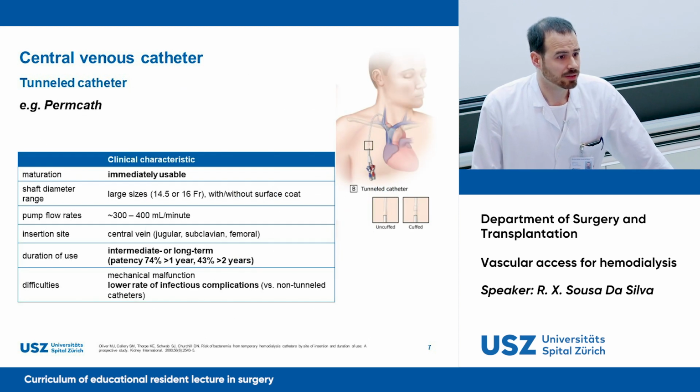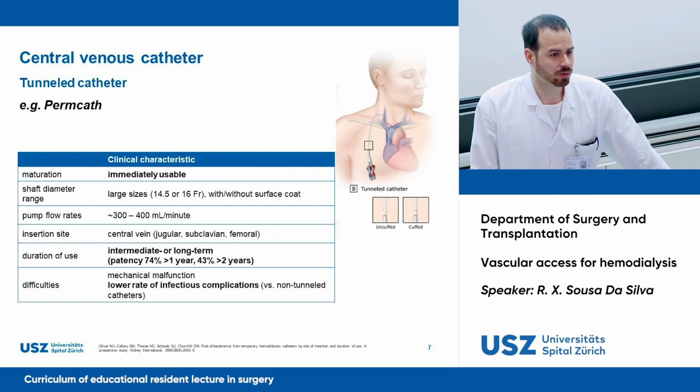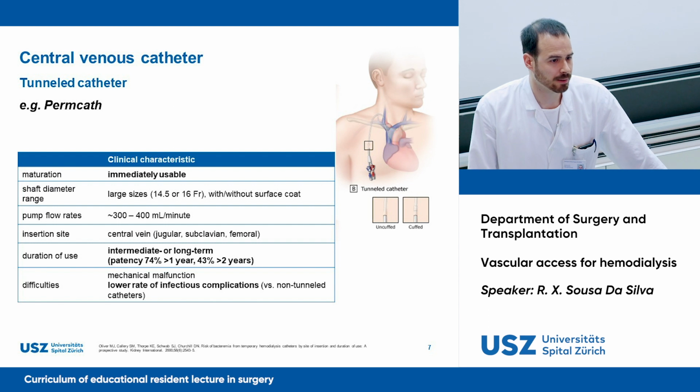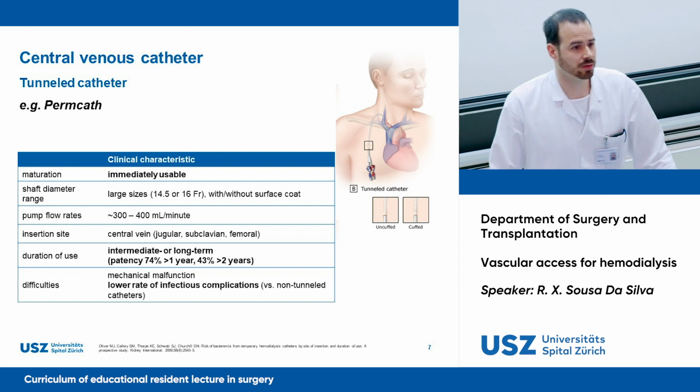For a tunneled catheter, there is the example of a Permcath. It also allows immediate use. Its duration is a little bit longer, like an intermediate or sometimes long term. The patency at 1 year is 74%, and at 2 years 43%. And it has a lower rate of infections than the non-tunneled catheter.